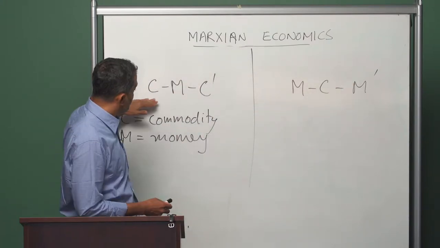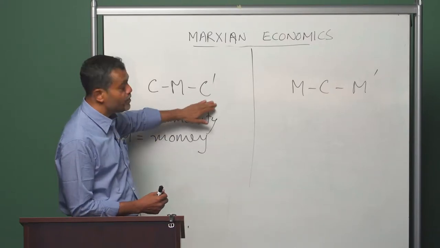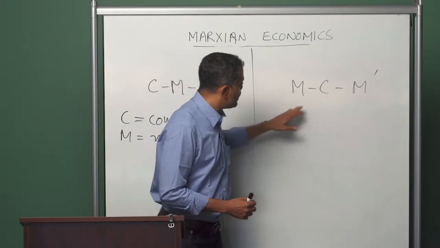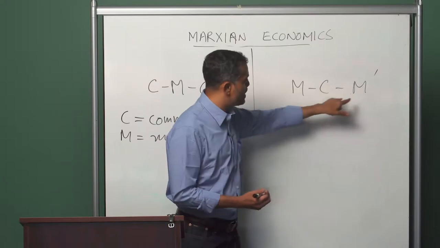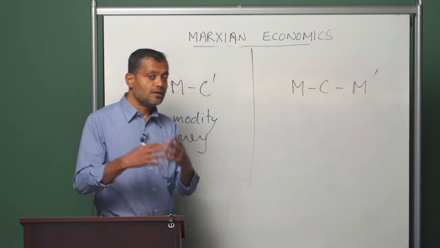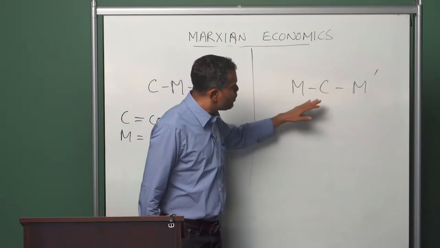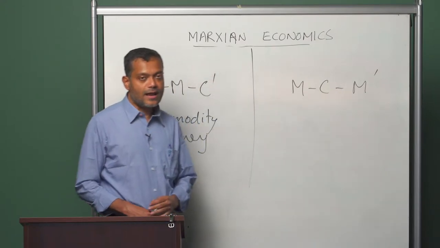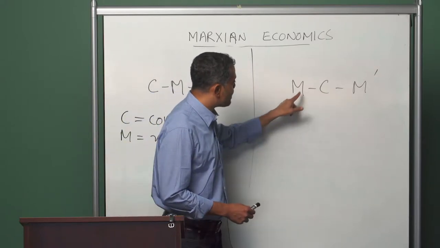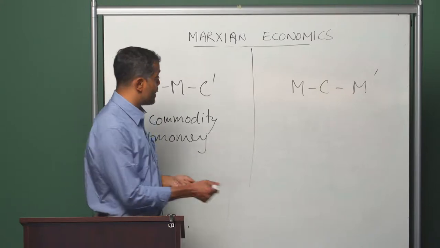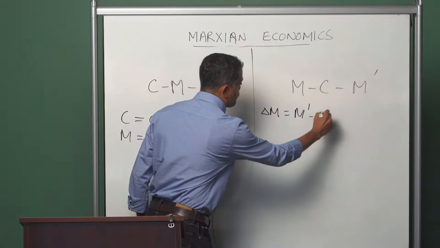In this form of circulation, the aim of the process was to convert one commodity into another. In this circulation, the aim of the process cannot be qualitative, because the beginning and the end point of the process are both sums of money. Qualitatively, they are different. Therefore, the only way this kind of circulation can make sense is if the amount of money at the end is larger than the amount of money at the beginning. And that difference is what we call surplus value.